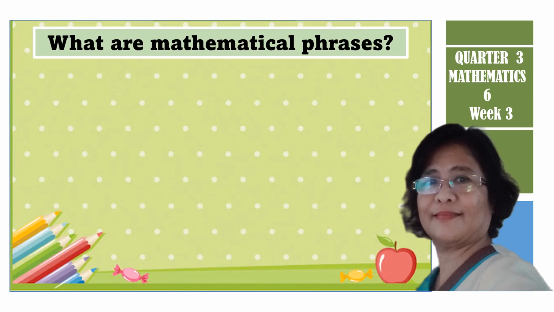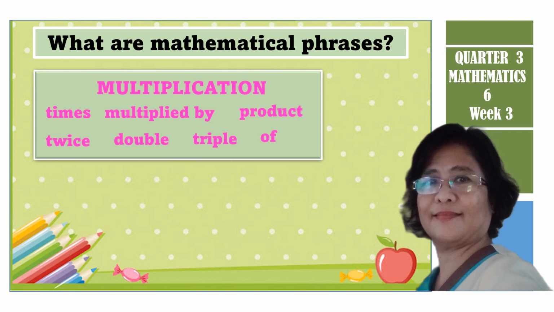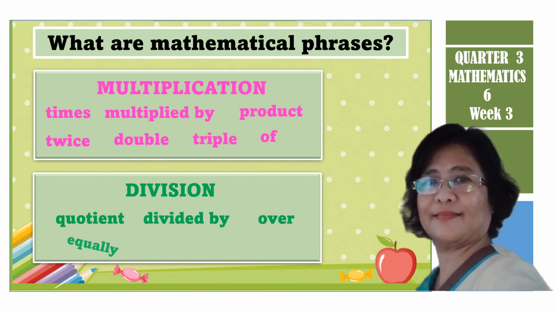What about multiplication? What are the mathematical phrases for multiplication? We have times, multiplied by, product, twice, double, triple, all. We also have mathematical phrases for division. Can you name it? Yes, we have quotient, divided by, over, equally, ratio, and half.